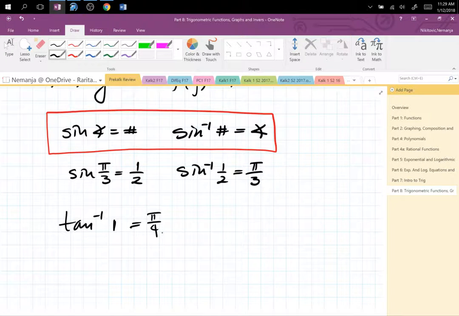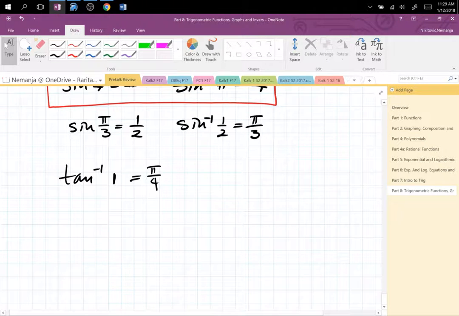Calculating inverses is very important, because on Tuesday we are going to switch our trig functions and graphs towards trigonometric identities and then trigonometric equations. Trigonometric equations are very important, just like exponential and log equations, because in calculus you have to solve a lot of trig equations and you have to compute a lot of trig functions. So it's very important for you to know how to deal with those.